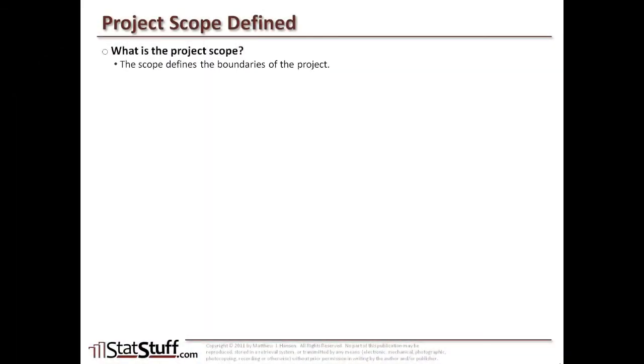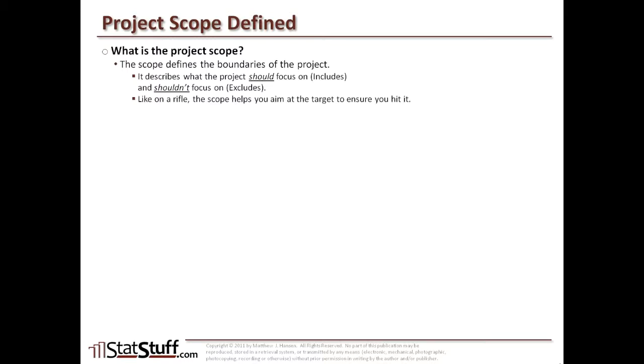So let's begin this lesson by defining what the project scope is. Well, project scope defines the boundaries of the project. It basically shows what the project should focus on, that is the things that should be included, as well as the things that it shouldn't focus on, that is the things that should be excluded from the project. So just like the scope that you would put on a rifle helps you aim at the target so you can be more confident and ensure that you're actually hitting the target for which you're aiming.